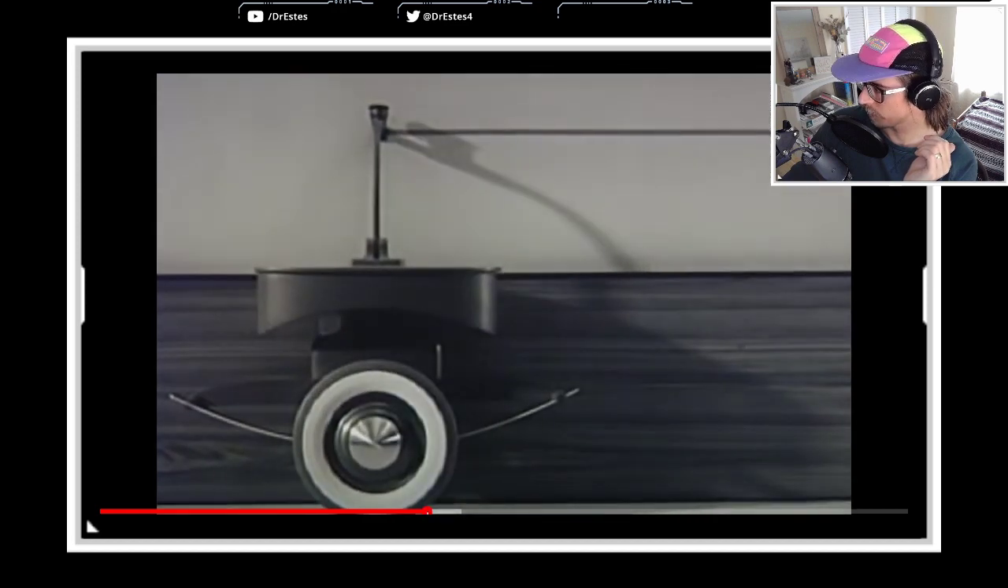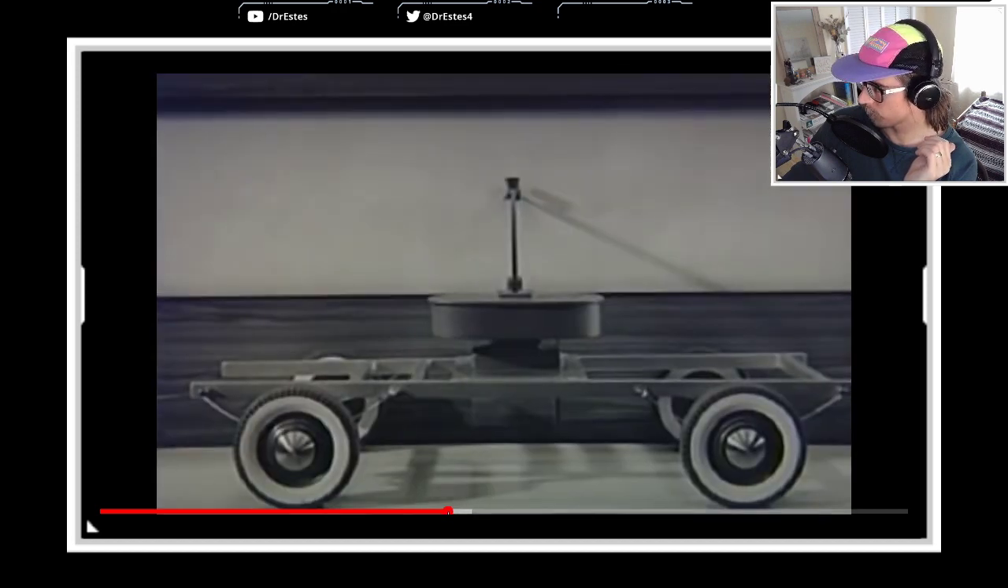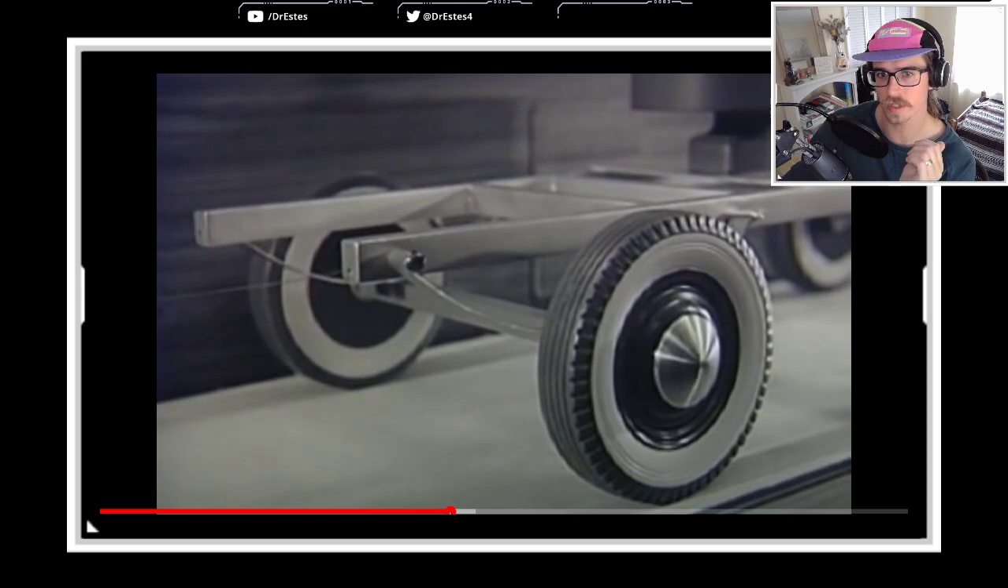And then they keep increasing the bump. You have to go back and watch this. They keep increasing the complexity.